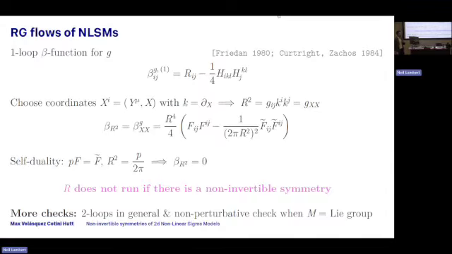In fact, you can do a little bit better, and you can check that the two-loop beta function also vanishes at that value. And in some cases, for example, when M is a group manifold, there is a non-perturbative check you can do. So this coupling R is fixed by the non-invertible.